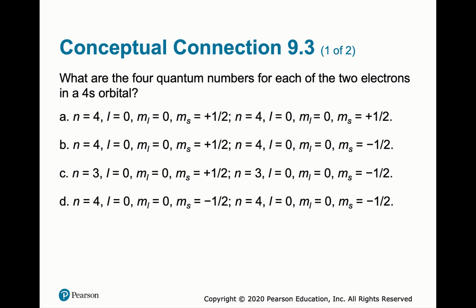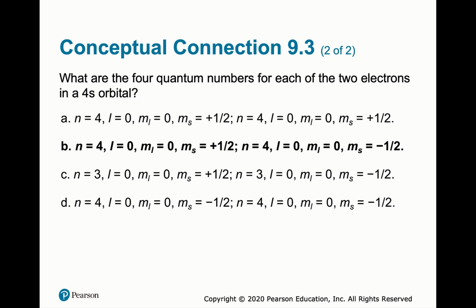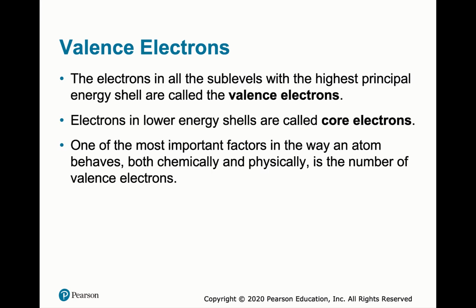And then there are 2 electrons, so one needs to be plus 1/2 and one needs to be minus 1/2. And so A has them both plus 1/2, D has them both minus 1/2, and B has one plus 1/2, one minus 1/2. The Pauli exclusion principle says that you can't have the same set of quantum numbers, so B is the answer there.